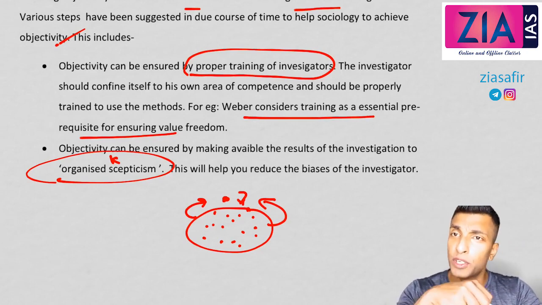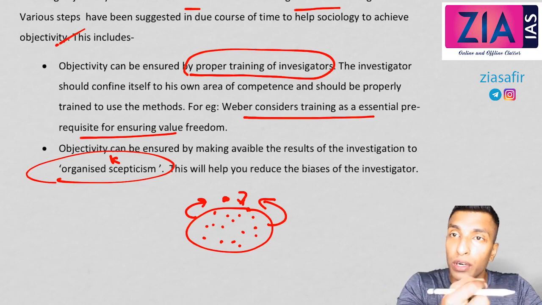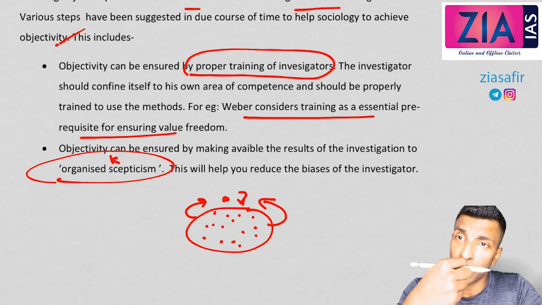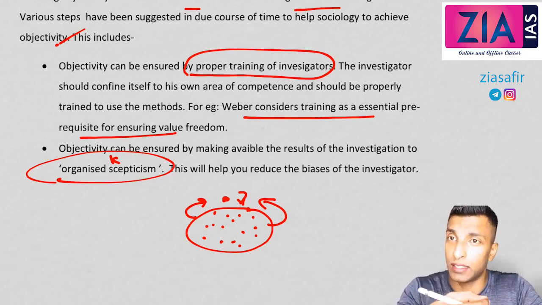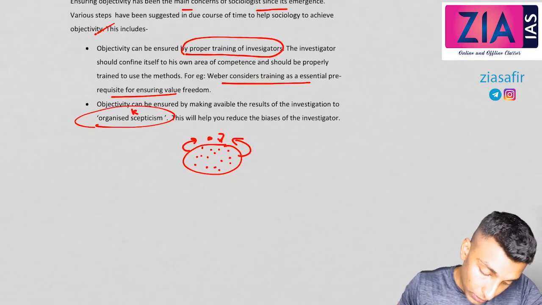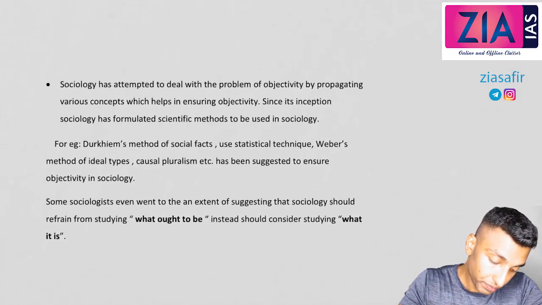So what happens? The perspective widens. You could add more and more points from the other sides also. You could see not only your version, the other version also could be seen, and that will actually enrich your understanding and your research or study. Okay, so that's what you mean by organized skepticism. So if that is there, your personal bias could be removed to an extent, because every other viewpoint will also come into your study. Okay, so this will help reduce the personal biases of the investigator.